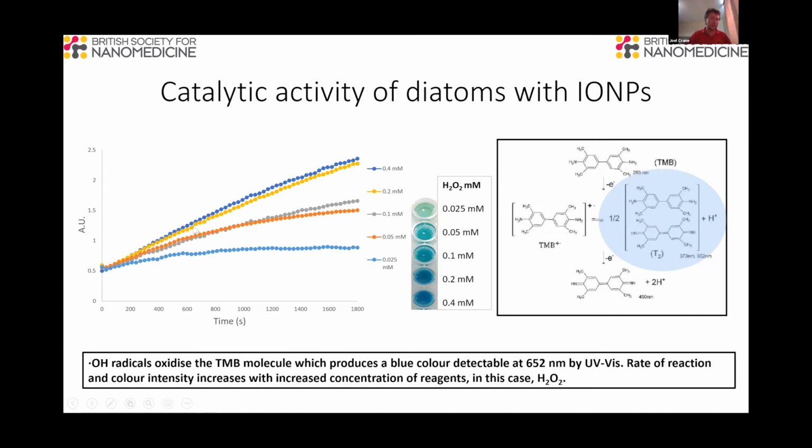So we observed the change in absorbance over time at different concentrations of hydrogen peroxide. And we were able to see that the higher the concentration of hydrogen peroxide, the greater the catalytic activity response. And from that, we would then be able to go on to calculate kinetic parameters and then be able to compare that with other systems that have already been characterized for their catalytic activity.